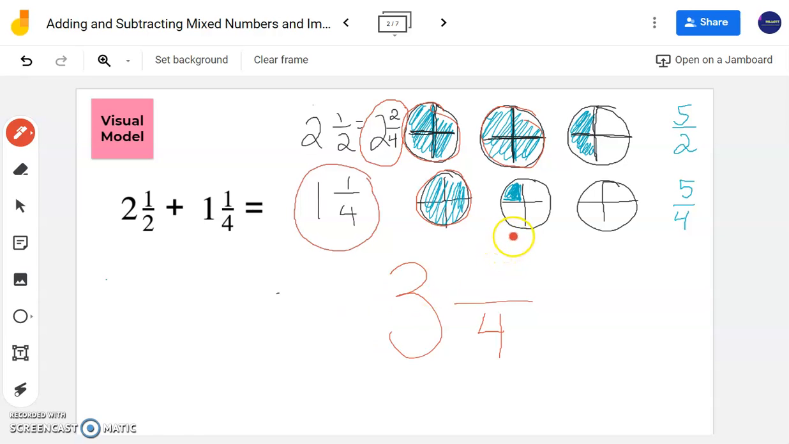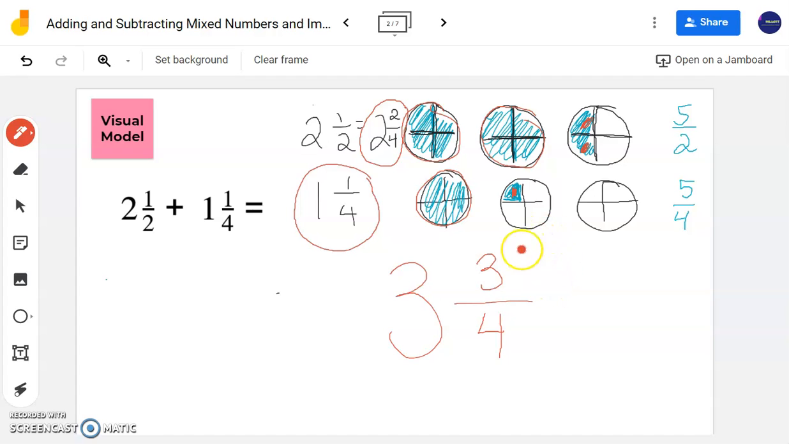And now I'm going to look at the amount that didn't create a whole. So I have 1/4 here, 2/4, 3/4. And that's telling me that my numerator here is going to be 3. The answer to this problem is 3 and 3/4. Notice I simply combined all of these amounts together to create my answer.